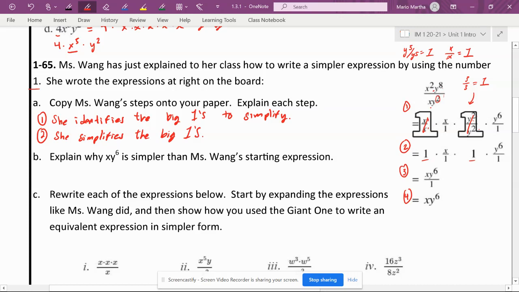And then on the third step, let's do it over here. On the third step, she just, again, compacts everything, right? So she writes everything together. And then by the fourth step, she just puts x times y raised to the 6, right? So the fourth step, if you divide anything by 1, it's always the same number back. So she just simplified one more time.